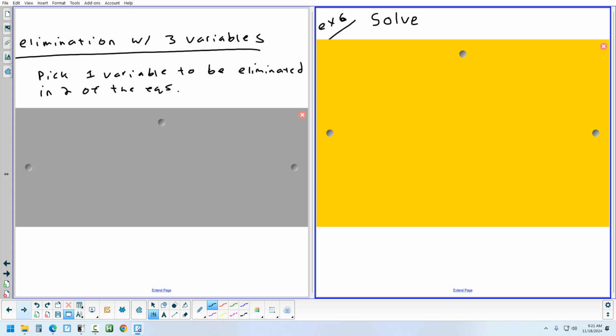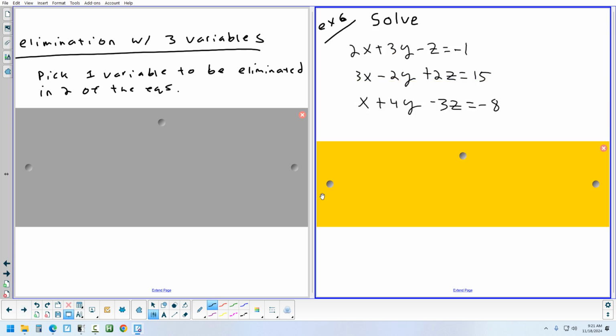So in a 3 variable system, you're going to be given 3 variables, and you're going to be given 3 equations. We're going to pick one variable to eliminate in 2 of the equations. So we're going to forget about one of the equations in this step. We're only going to use 2 equations, and we're going to try to eliminate a variable in 2 of them.